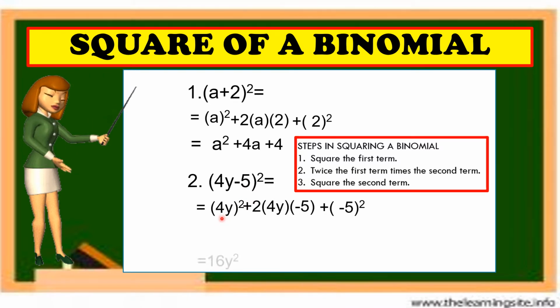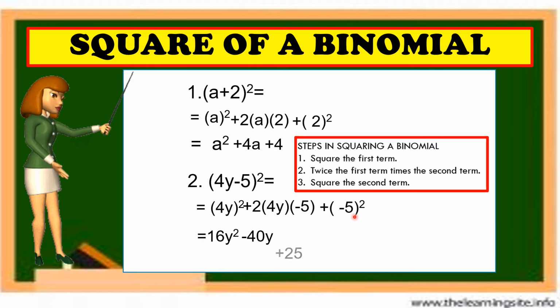4y times 4y is 16y squared. 2 times 4y is 8y. 8y times negative 5 is negative 40y. And negative 5 times negative 5 is positive 25. So 4y minus 5 quantity squared equals 16y squared minus 40y plus 25.